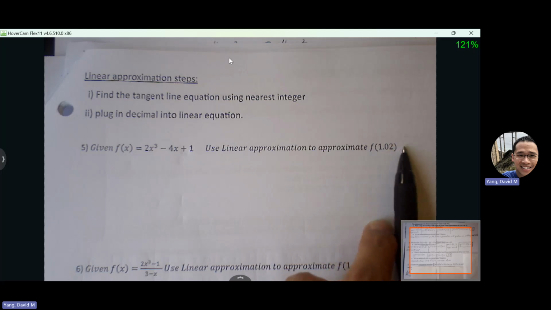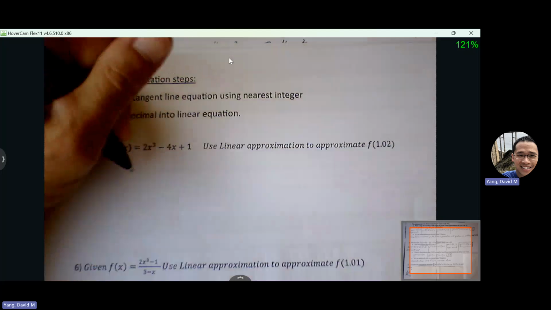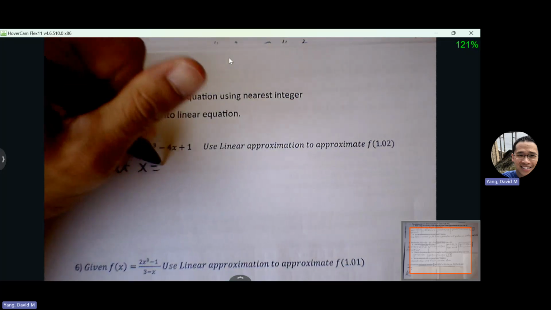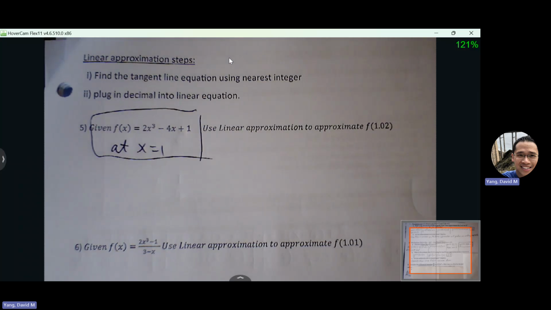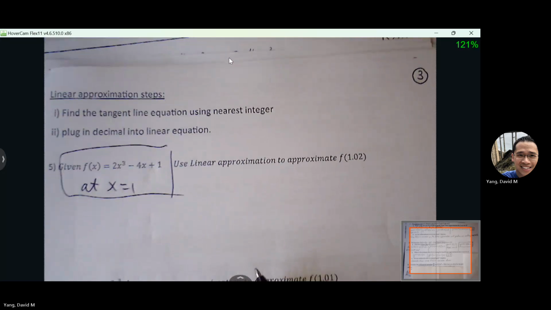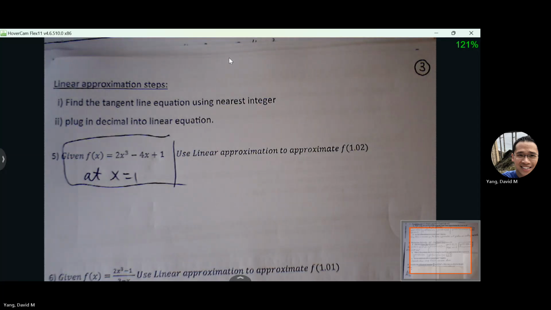Yeah, so we always want to pick the closest integer value to whatever the decimal is trying to approximate. So you want to do this at x equals 1. So focus your attention on this first. Get your ordered pair, build your slope at 1, point slope form, and then you can worry about that 1.02 at the end of the problem. All you need is power rule to get to the derivative.